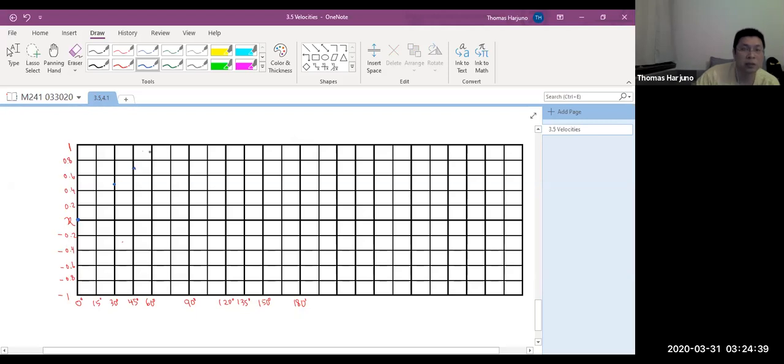How about sine 60 degrees? Almost 0.9. And sine 90 degrees is 1. Likewise, I go on: sine 120 degrees is 0.89. Sine 135 degrees, approximately 0.7. Sine 150 degrees is 0.5. And sine 180 degrees is 0. Now, if I connect the dots here, I will get this graph.